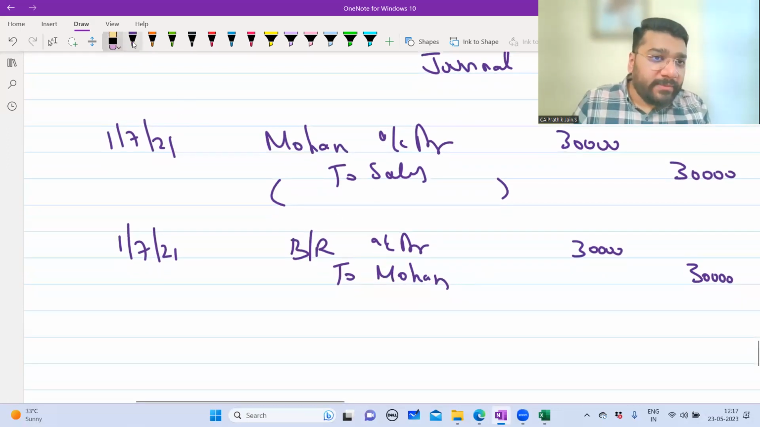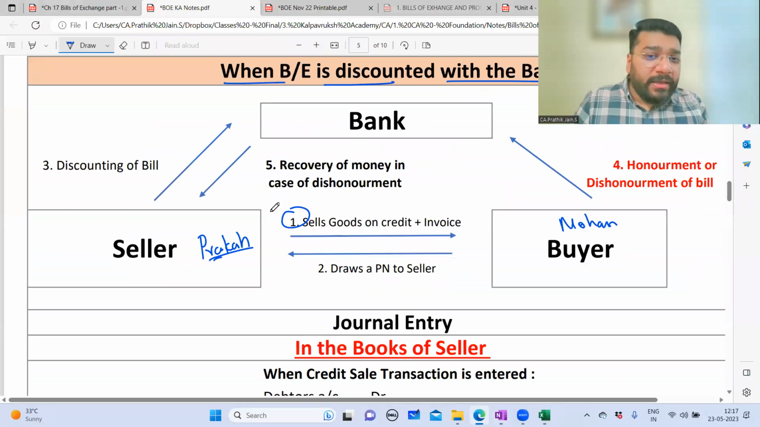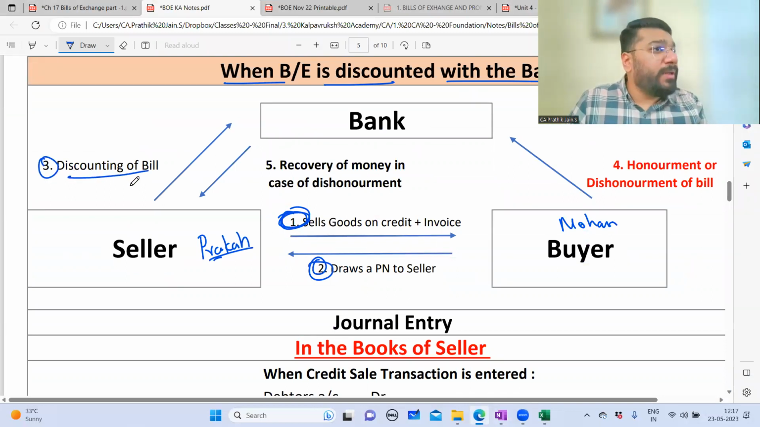Then what happens, guys? On the very same day, the bill is being discounted with the bank. Now, please understand, this is the first transaction. The second transaction is receiving the bill. The third transaction is discounting of the bill. Discounting of the bill is a process where you hand over the bill to the banker and receive the money.